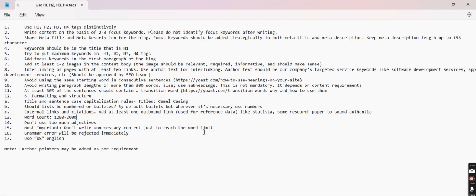So if you are a writer or a blogger, these are the SEO content guidelines you need to follow.